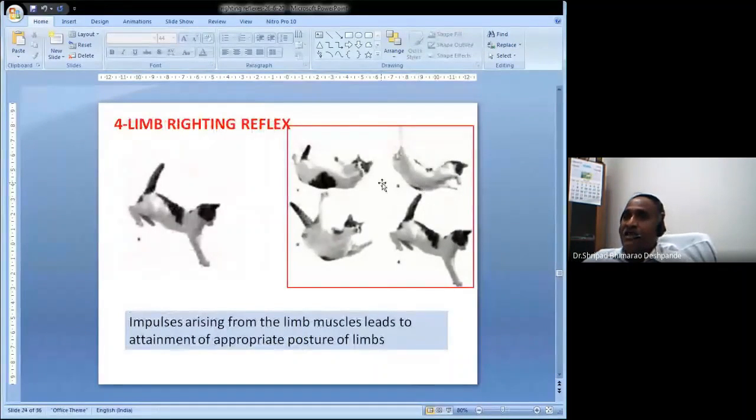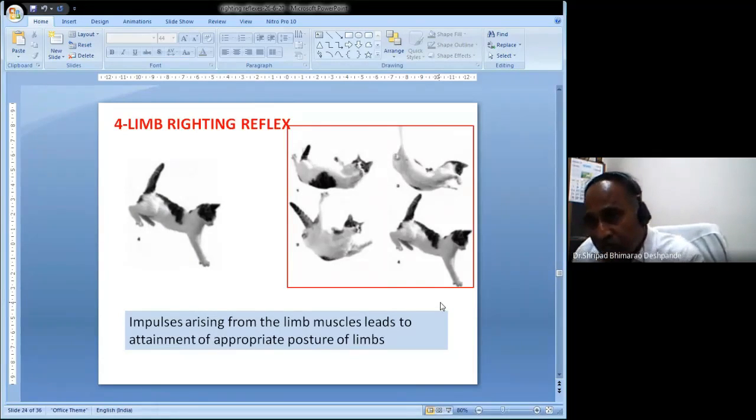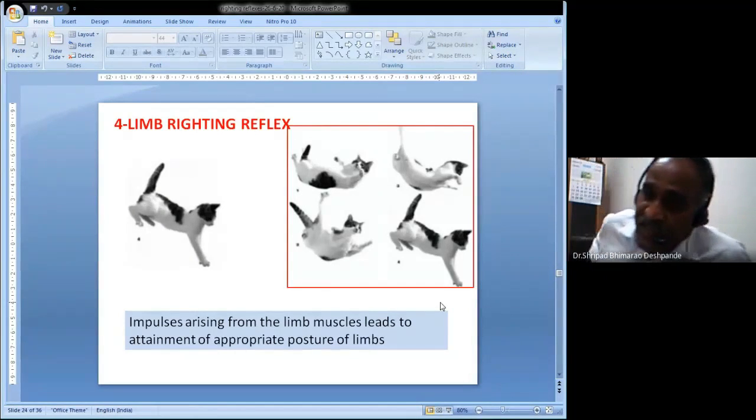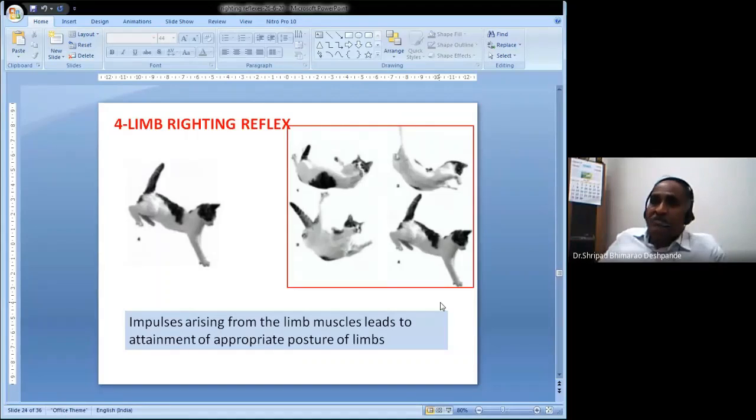Then comes the limb righting reflex. That means you are just touching the ground here, and that would initiate the impulses. And this is not touching, and this is touching. Once you touch any structure, you will try to right, or you will try to orient yourself. You must have seen the handrails located in the staircases. Have you observed that?